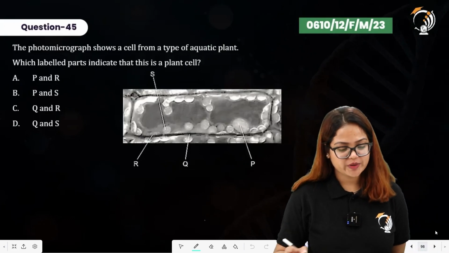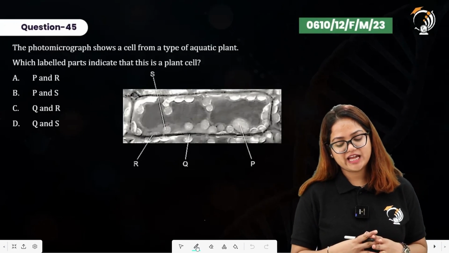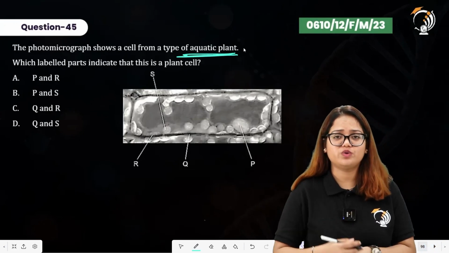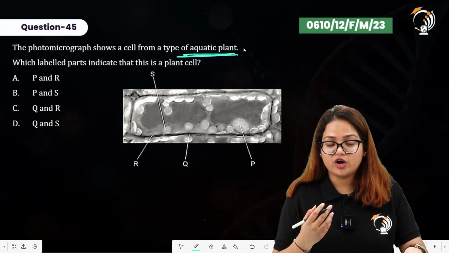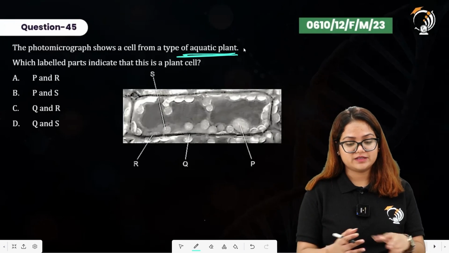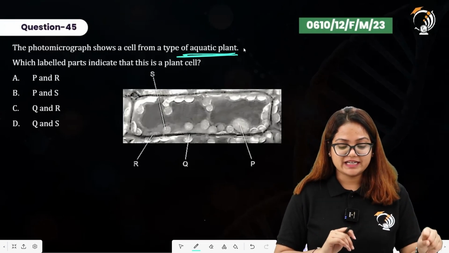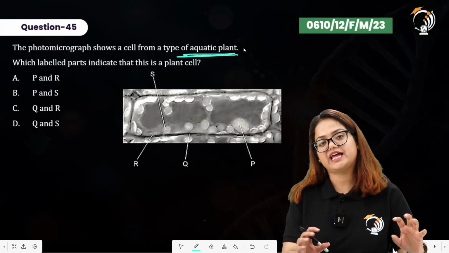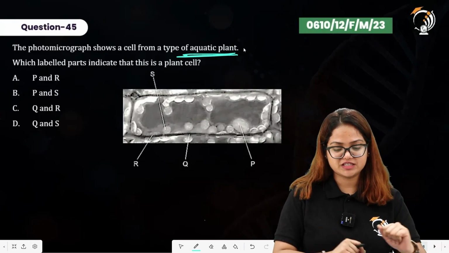Moving to the next question, which says the photomicrograph shows a cell from a type of aquatic plant. Aquatic plants also perform photosynthesis. They synthesize their own food from raw materials. Which labeled part indicates that it is a plant cell? Plant cells have a cell wall, chloroplasts, and a vacuole. So we are going to find the labelings here first.